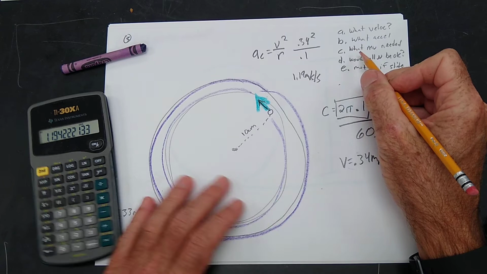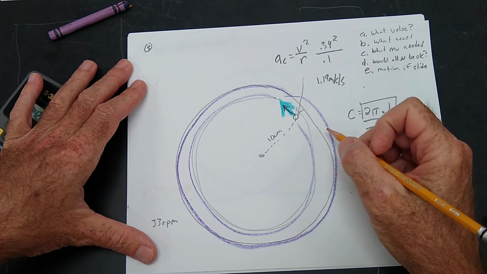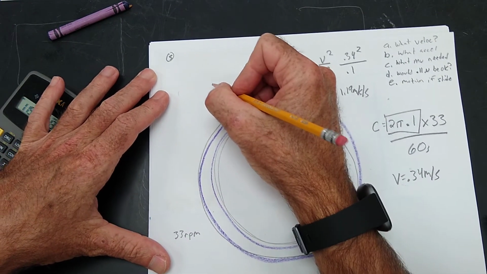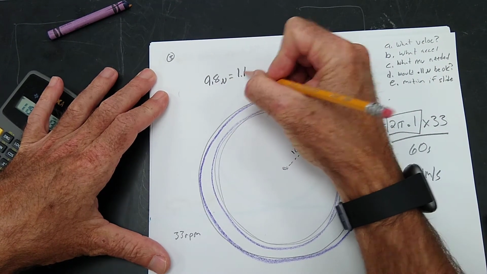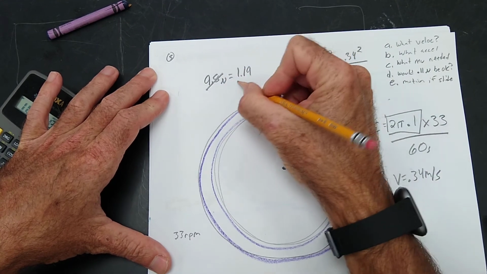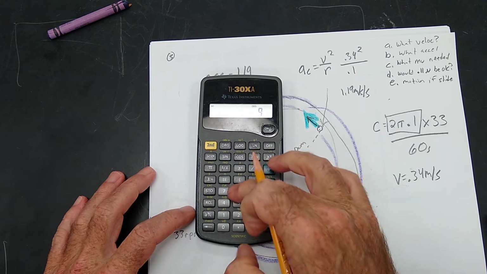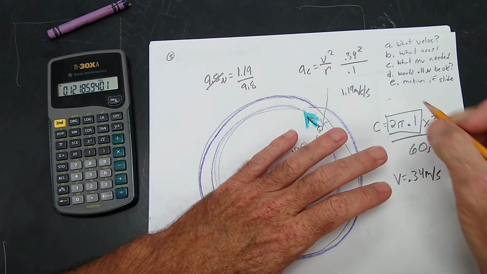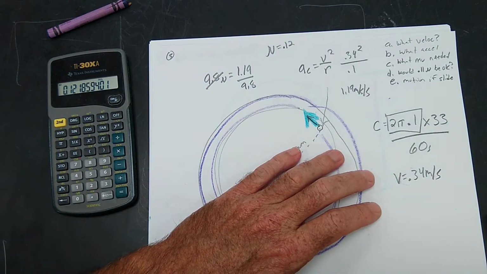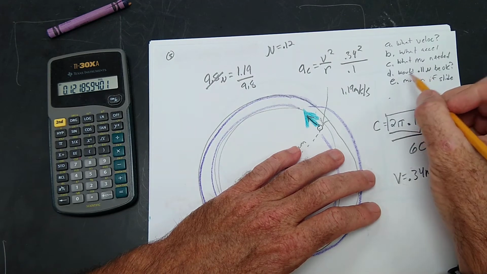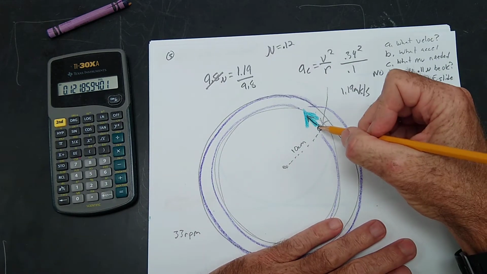What mu would we need for this thing not to fly off? Well, gravity is what's holding it down, gravity and the mu. So gravity times the mu would have to be equal to 1.19 at least. So to solve for the mu, 1.19 divided by 9.8. That gives us 0.12. So the mu needs to be at least 0.12 or greater for it not to fly off. Would a 0.11 mu be okay? No. What would be the motion when this thing slid off? It would keep going straight.